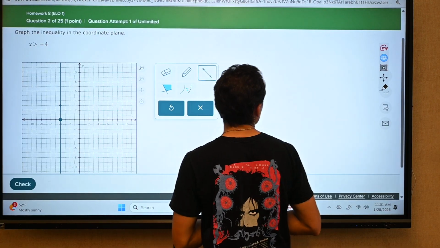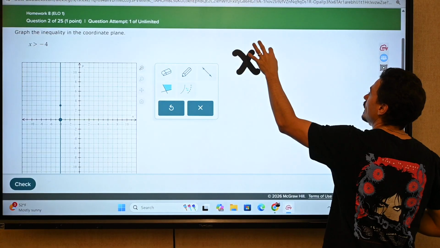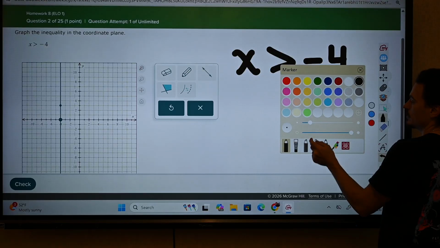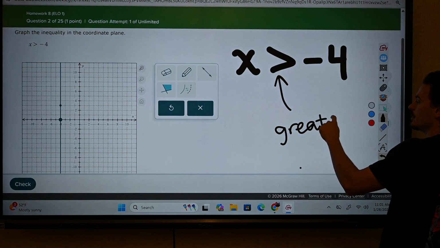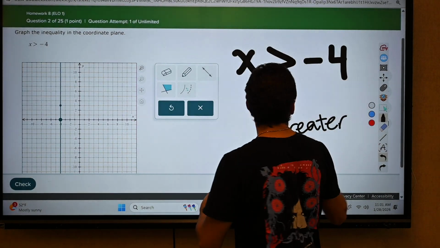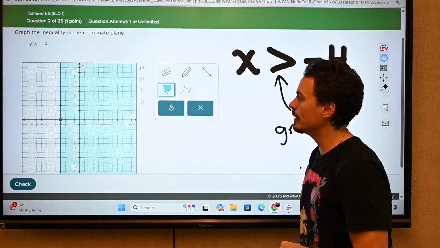Now, on this question, we have a greater than symbol. So any number that's greater than negative 4 needs to be bigger than negative 4. So we want to shade to the right of that graph, like that.